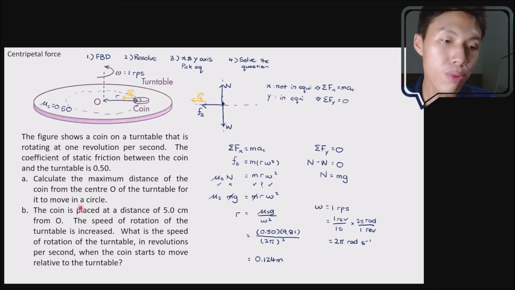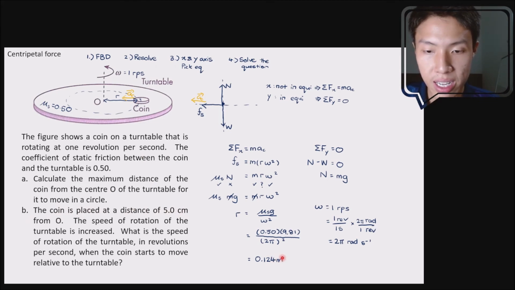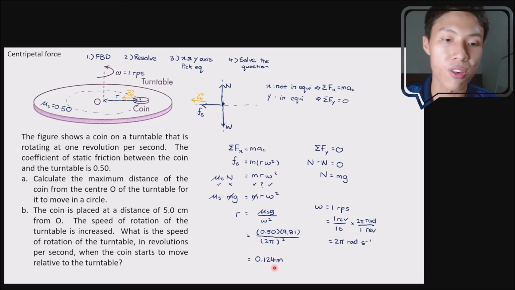Okay, so B, the coin is placed at a distance of 5 cm from O. So 5 cm is definitely less than 0.124, that is then around 12 cm already. So the coin is placed at a distance of 5 cm. You know it will continue to move in a circular motion.